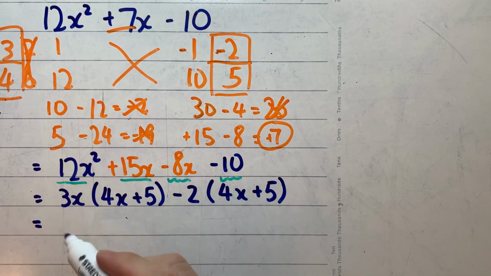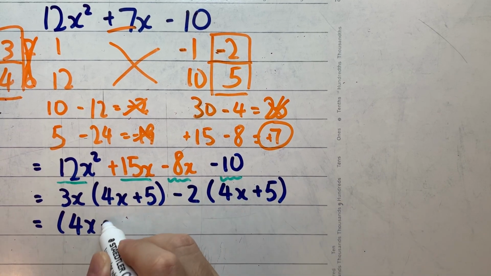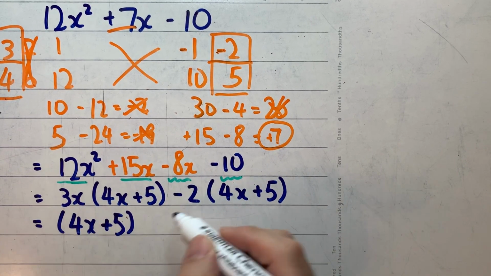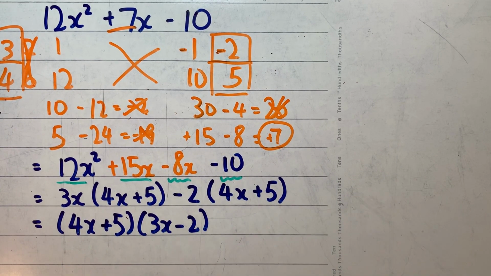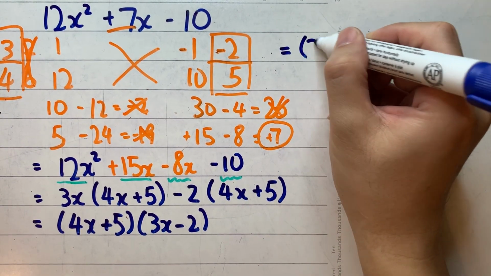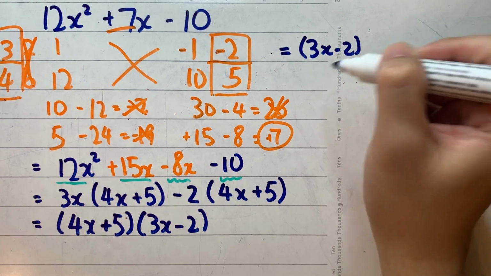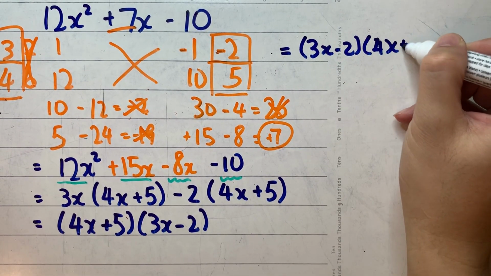Now the bracket is a common factor, we can factor that out, 4x plus 5, and I'm left with 3x minus 2. First bracket, 3x minus 2. Second bracket, 4x plus 5.